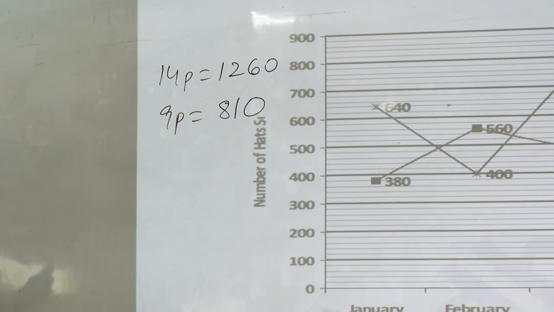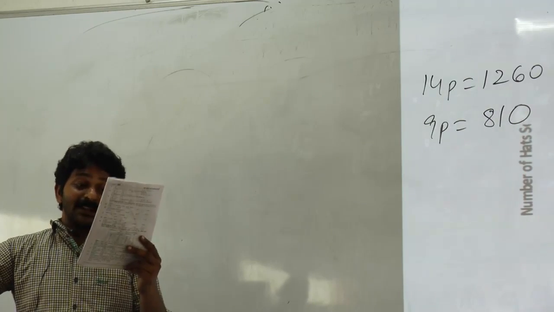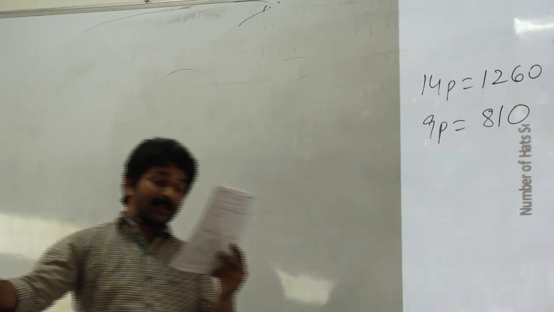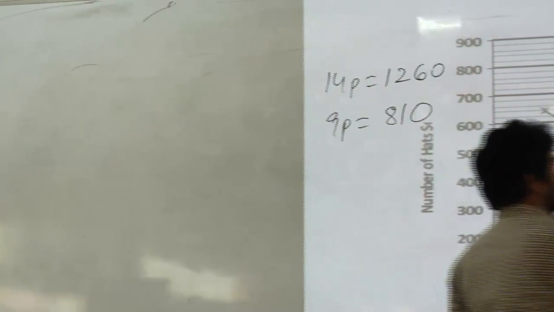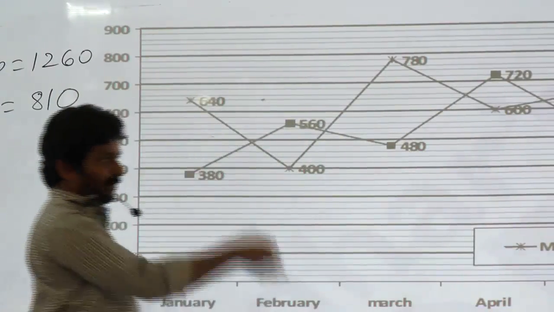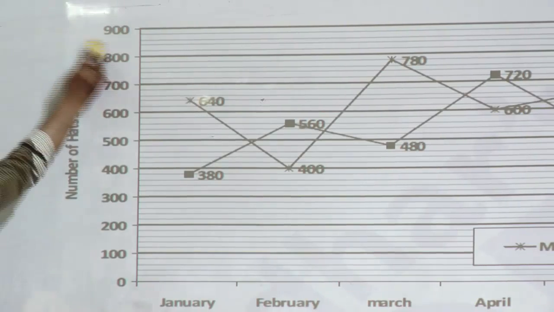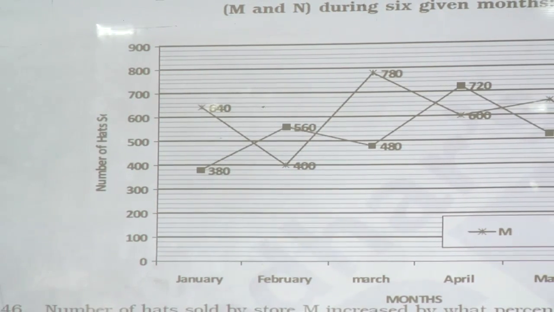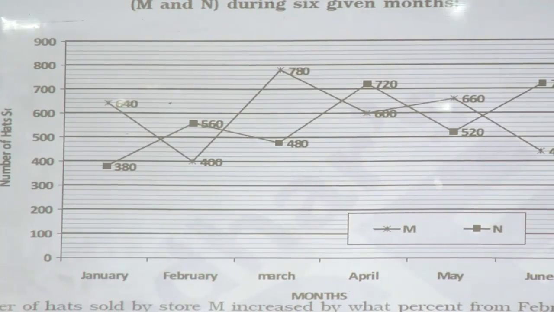Next, the total number of hats sold by store M and N together in July is 15% more than the total number of hats sold by the same stores together in the month of June. Okay, 15% more than number of hats sold in the month of June. What is the total number of hats sold by the same stores together?